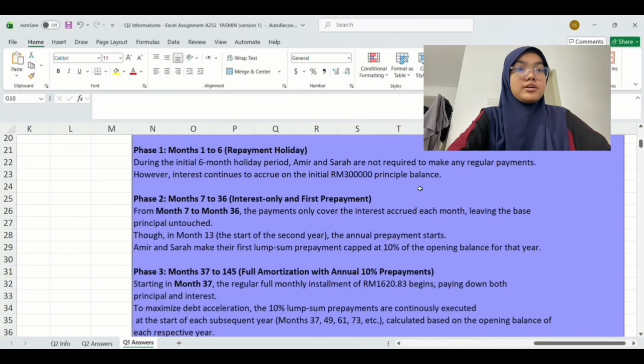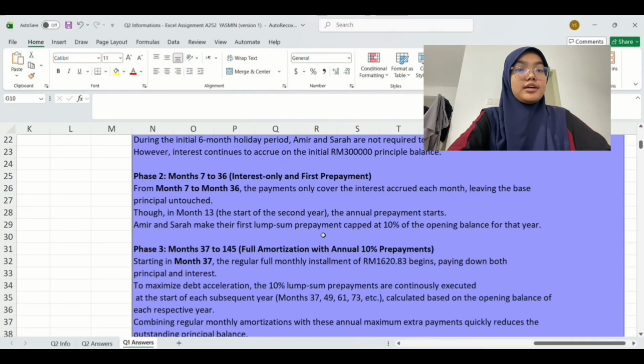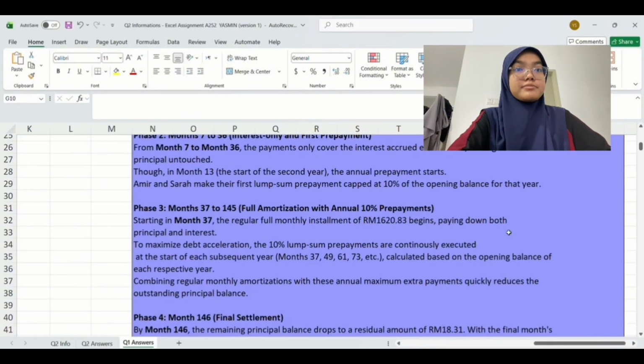For phase 2, months 7 to 36, which is the interest-only period and first prepayment. From month 7 to 36, the payments only cover the interest accrued each month, leaving the base principal untouched. Though in month 13, the start of the second year, the annual prepayment starts. Amir and Sarah make their first lump sum prepayment, capped at 10% of the opening balance of that year.